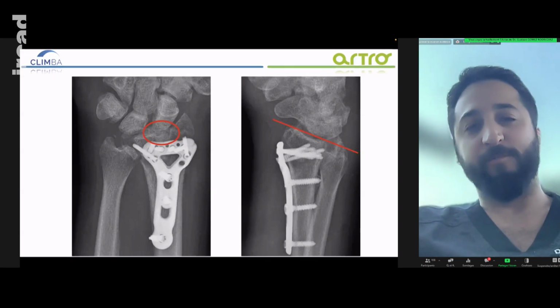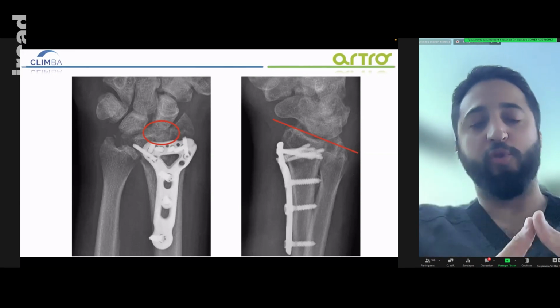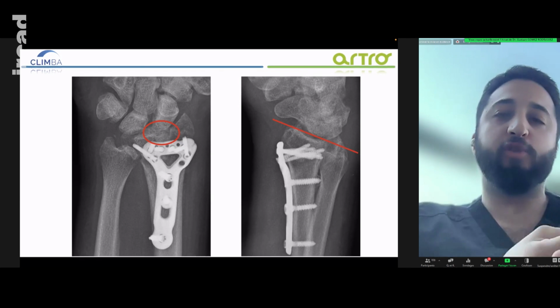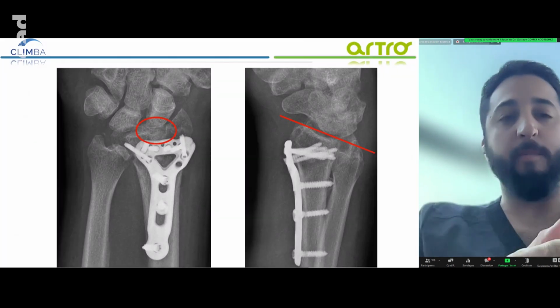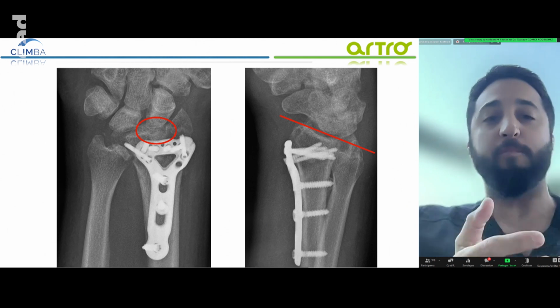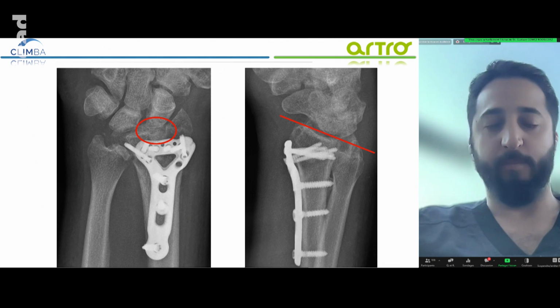So as Francesca said, our intention was to do arthroscopic surgery. So we will be able to check the scapholunate ligament because, as you said, the scapholunate ligament can be torn. So we can check it in the arthroscopic procedure.